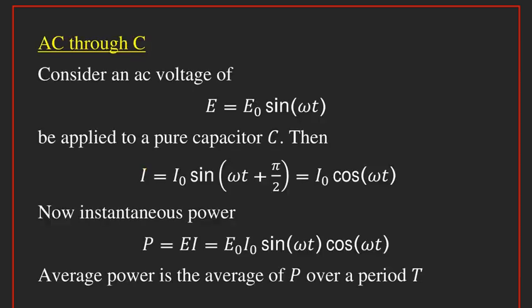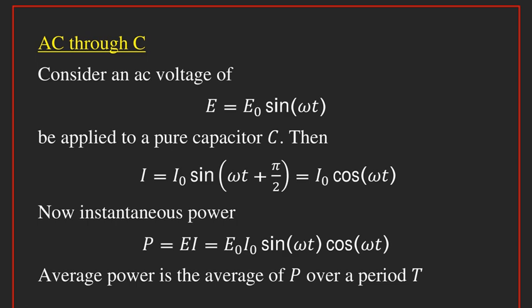Now, AC through a capacitor. Again, consider the voltage E equal to E0 sin omega t, and the resulting current will be leading the voltage by a phase of pi by 2. We get I0 into sin(omega t plus pi by 2). Now sin(90 plus theta) is cos theta, so this can be written as I0 cos omega t. So the instantaneous power P will be equal to E into I, that is E0 into I0 into sin omega t into cos omega t.